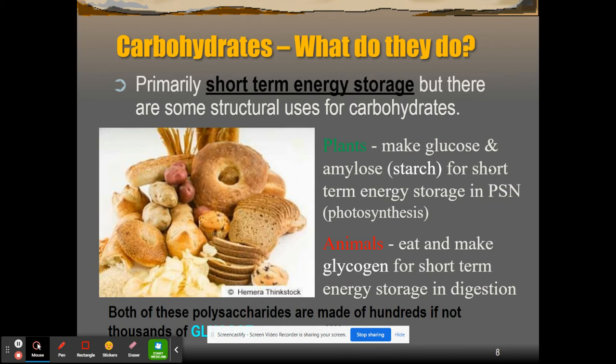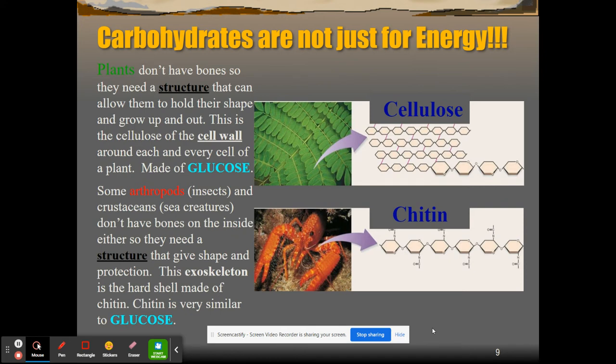So plants make glucose. That's the product of photosynthesis. That's what plants will use to get their energy from. And animals are going to eat their food, and they're going to produce glycogen. Glycogen is a whole bunch of little small glucoses all bound together in a long chain and stored. Both of these are polysaccharides, and starch, which is thousands and thousands of glucose molecules, is made out of the monomer glucose, just like glycogen is made out of the monomer glucose. They're just bonded differently.